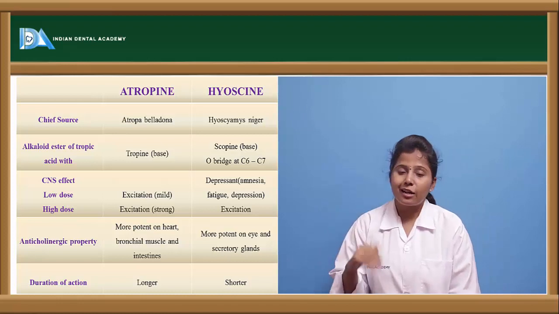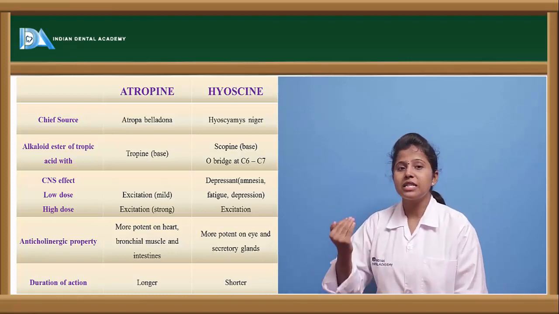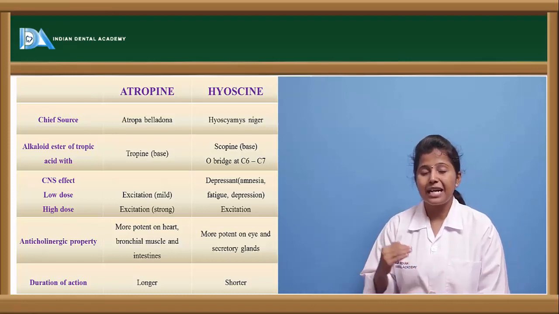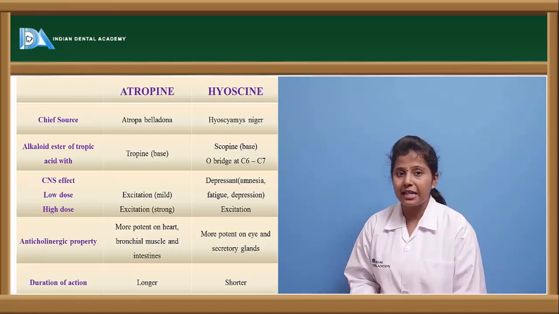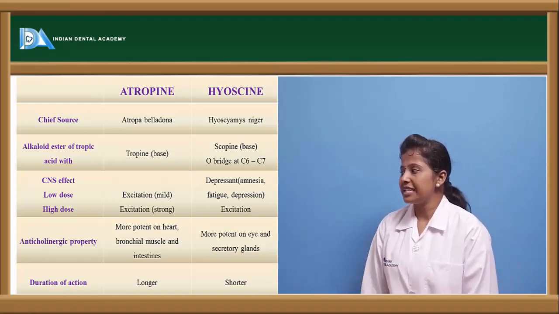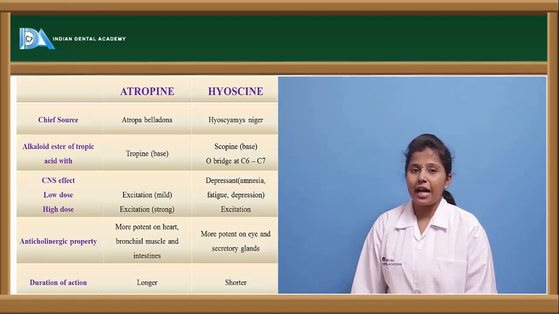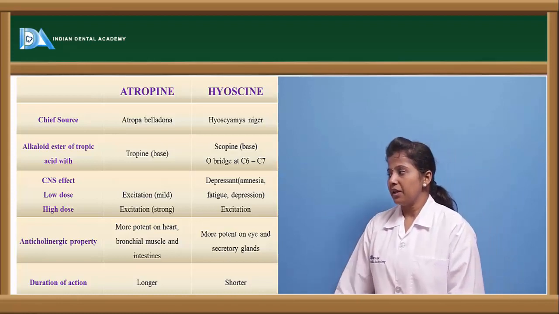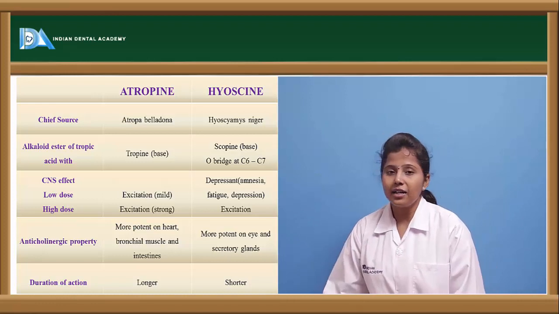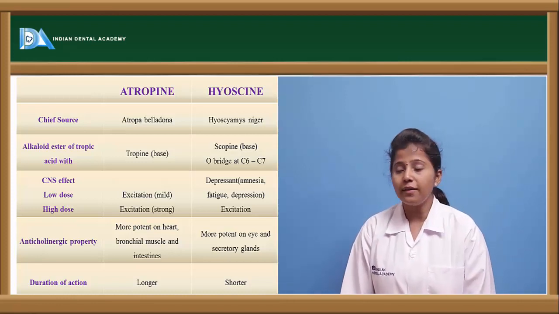If you see the CNS effects of these drugs, atropine at low as well as higher doses causes excitation only, but the stage of excitation differs based on the dose. At low doses it causes mild excitation, and at high doses it causes strong excitation. Hyoscine shows a depressant action. It causes amnesia, fatigue, and depression, and in higher doses it causes excitation of the CNS.